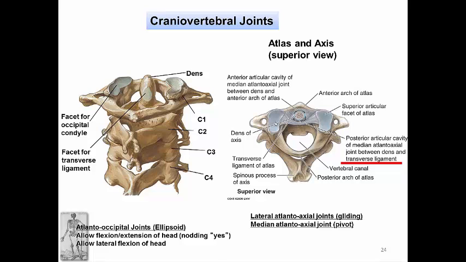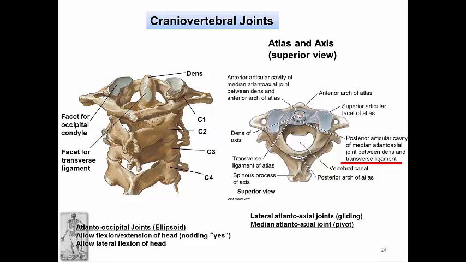And then we also have the atlanto-axial joints, so the joints between the Atlas and the Axis, and actually there are three sets of joints between these two vertebrae. The two lateral atlanto-axial joints are going to be occurring between the superior and inferior articular facets that are occurring between these two vertebrae, which will allow gliding motions. And then there's the median atlantoaxial joint, which is formed by the articulation of the dens and the anterior arch of the Atlas and the transverse ligament of the Atlas.